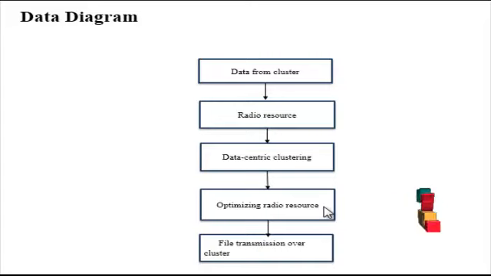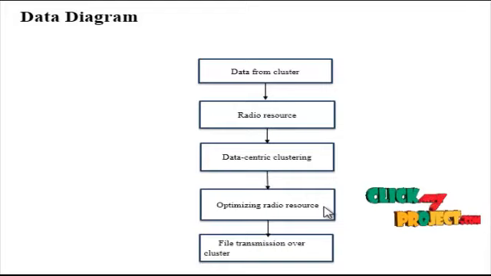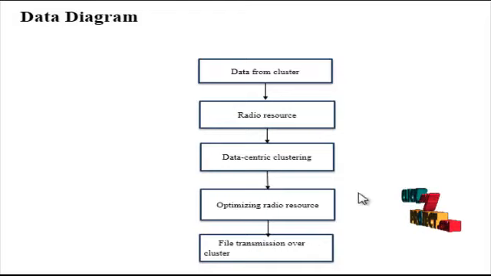Radio resources need to be optimized for every transmission of data, because we need to transmit the data over a radio resource. Then comes file transmission over the cluster, and the radio resource is used to transmit data from one cluster to another cluster, which means from a group of machines in one cluster to a single machine in another cluster.